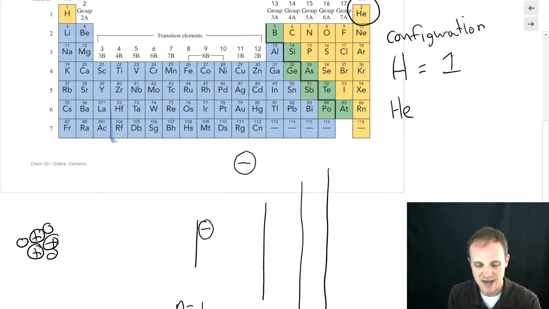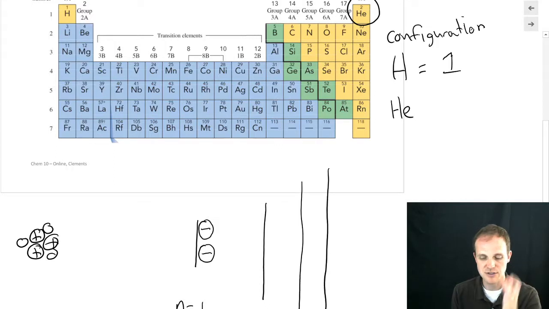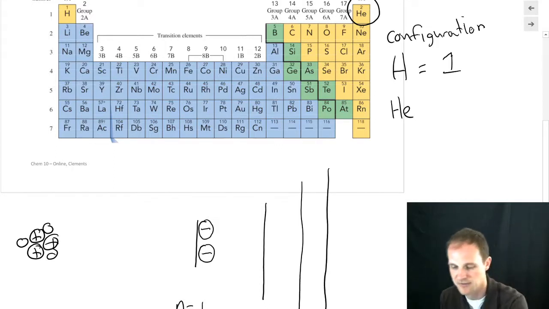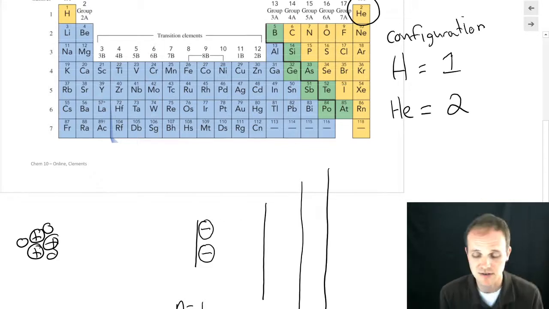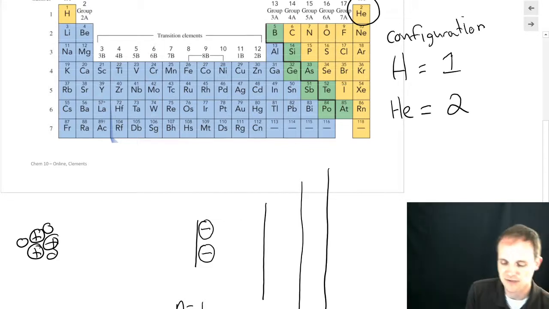Well, same thing. It's attracted to those positive charges. So it's going to say, hey, I'm going to come down here, and I want to be as close as possible to those positive charges, and I'm going to rest on this first bookshelf. Okay, so 2 electrons there in that first bookshelf. And the configuration, this is what we call a simplified configuration, is just 2. 2 in the first bookshelf.